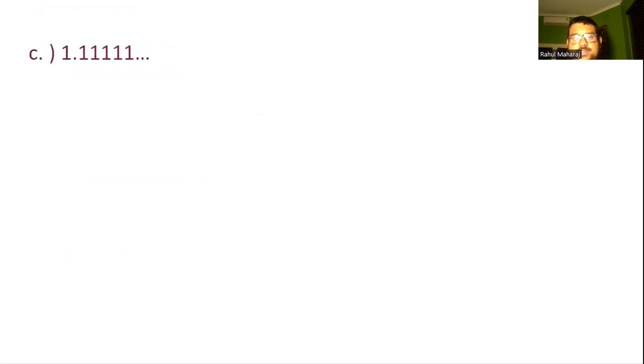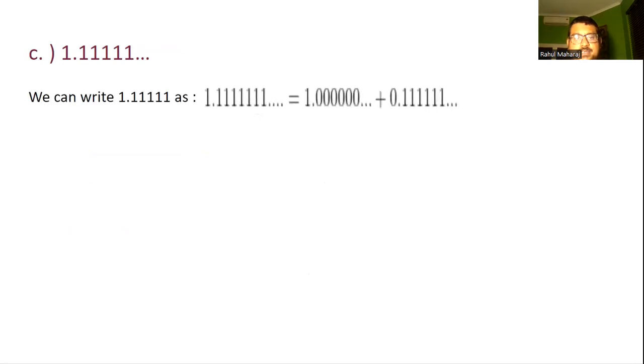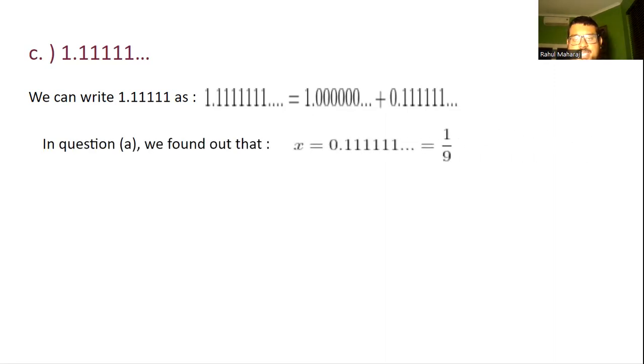Let's look at our third one, 1.11111. What we can do, note we don't have a 0 point. It's now 1.111. So what we do here is we can write our 1.111 as 1 plus 0.11111. But hang on, we already converted 0.111 as a fraction in question A, because we found that it was 1 over 9. So we can add 1 to 1 over 9, and that will give us 10 over 9.